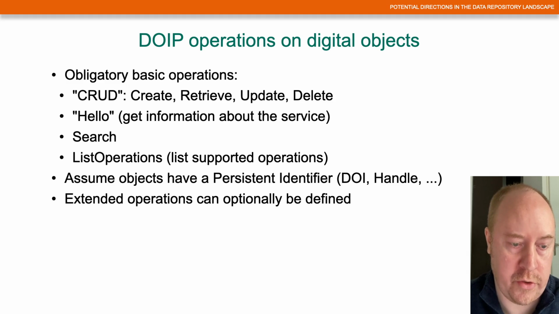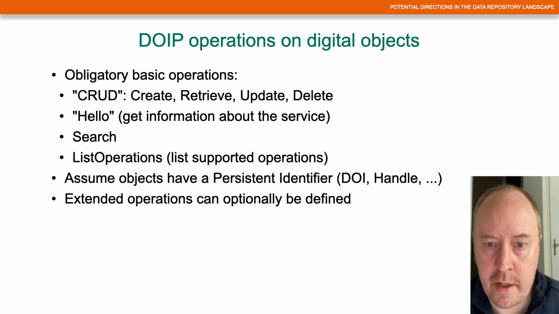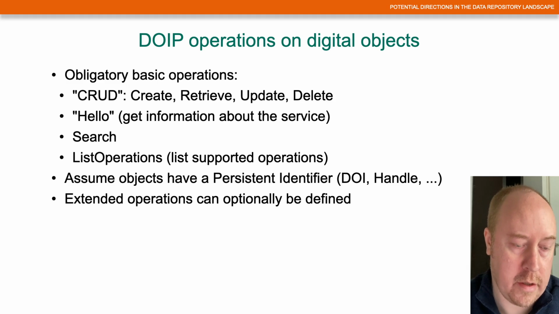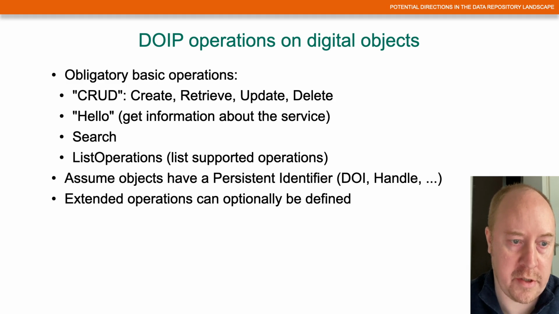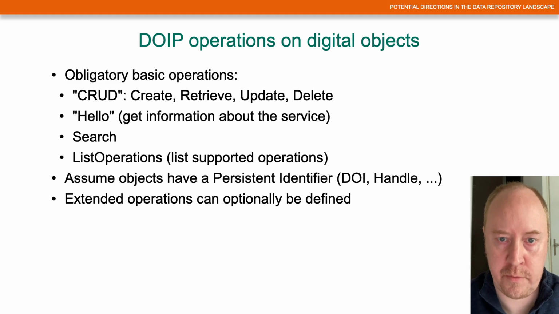The DOIP specification assumes that objects have a persistent identifier, so a DOI or a handle, and optionally extended operations can also be defined, but these basic ones then have to be supported by any system that supports DOIP.